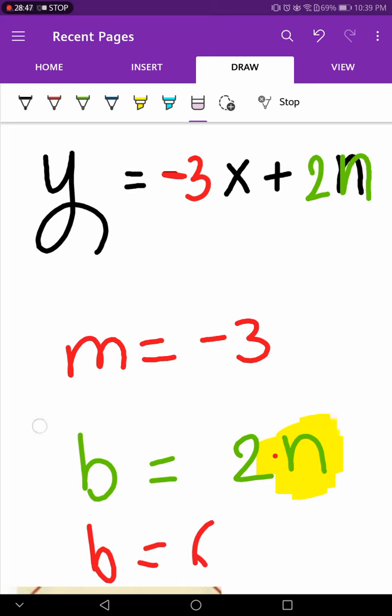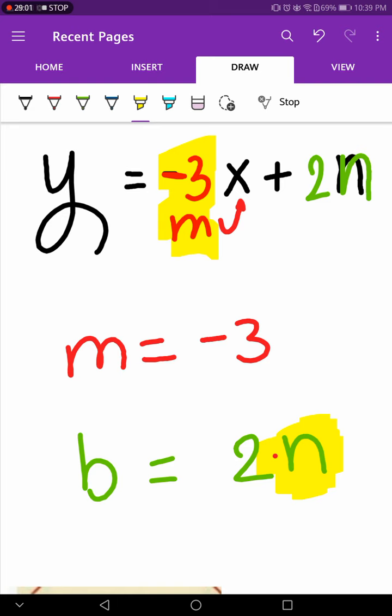So b equals 2n, because here we know what the slope-intercept form is. This is m, the number that sticks with the x. And whatever is here will be b, so this is b.